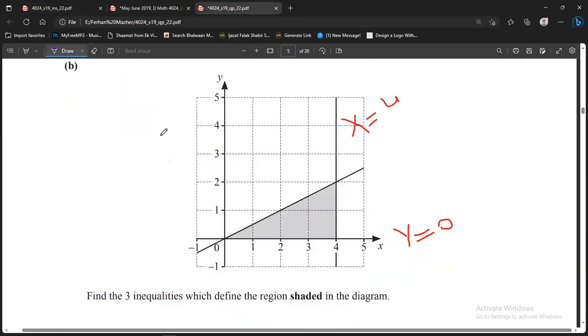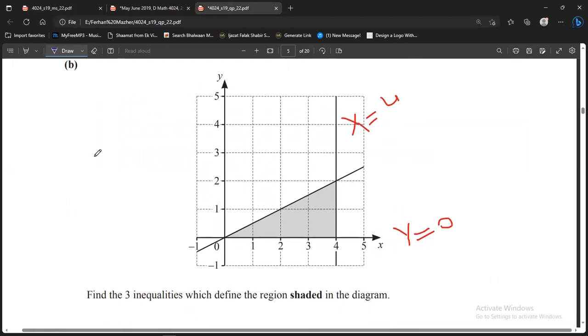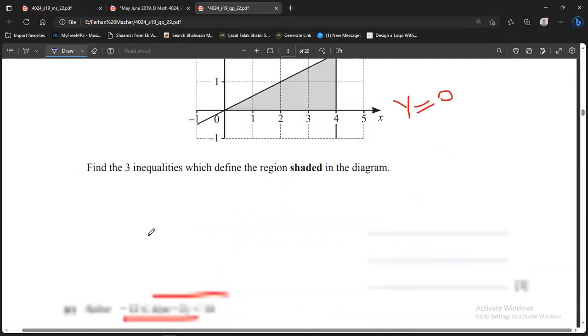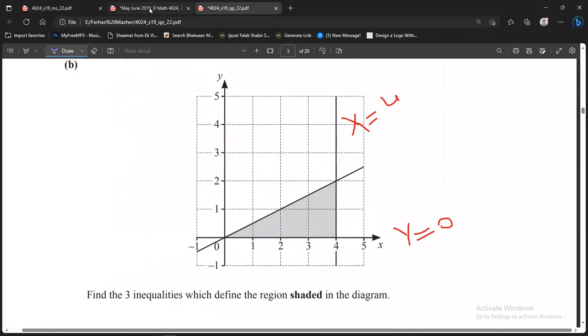Now we are going to the B part. Here we have to find the 3 inequalities which define the region shaded in the diagram. This line is x equals 4. This line is y equals 0. I don't know the equation of this line, so we will find this equation. It's a 3 marks question, so let's see.